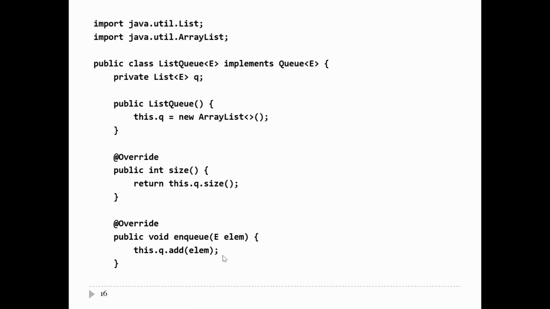Enqueue adds an element to the back of the queue. In our implementation, we add the element to the back of the list, so this.q.add, add the element. Don't forget the q here. Remember, you're adding to the list here. If you write this.add, or this.enqueue, you end up calling enqueue recursively, so be a little bit careful here.